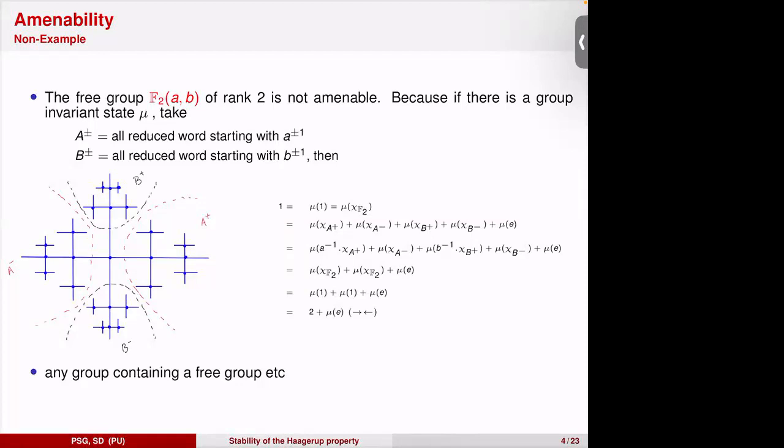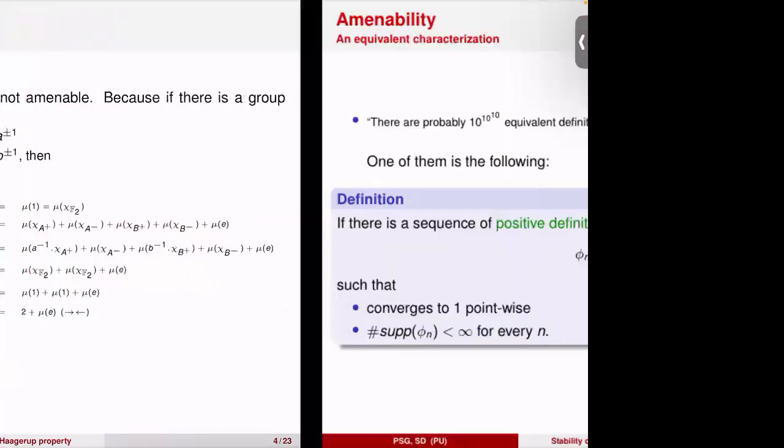Since we assume that the state is group invariant, we will have that mu of A inverse acting on the characteristic function of A plus will be equal to mu of the characteristic function of F2. Therefore, we will have this type of contradiction. Therefore, a free group is not amenable, and any group which contains a free group as a subgroup will also not be an amenable group.